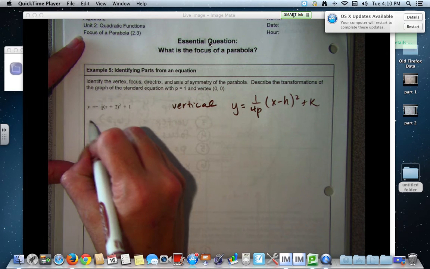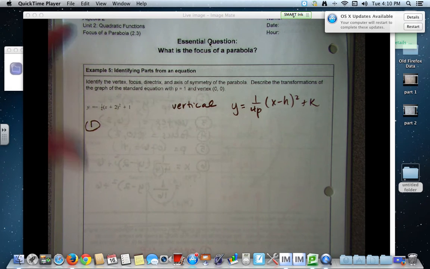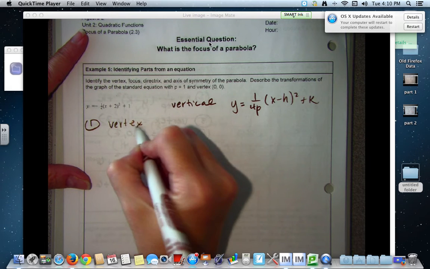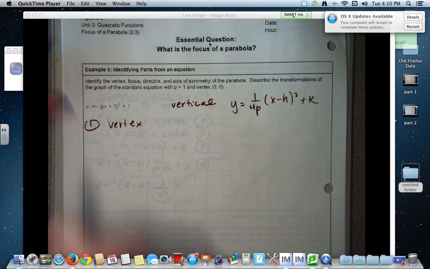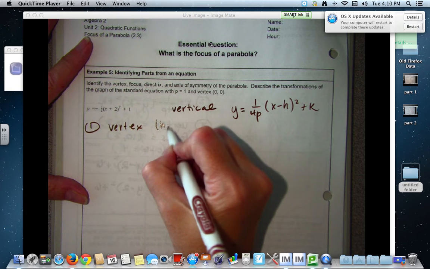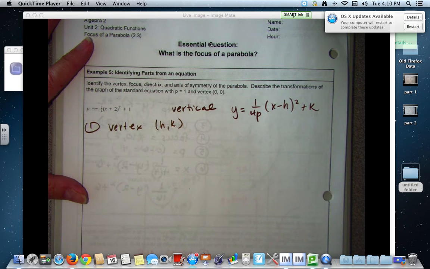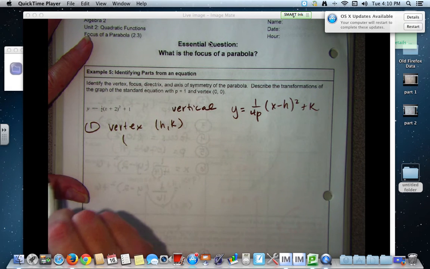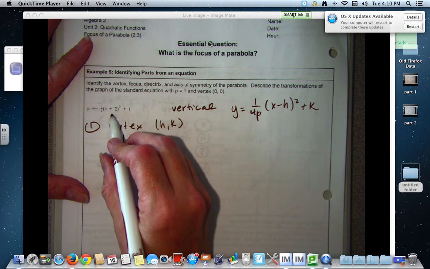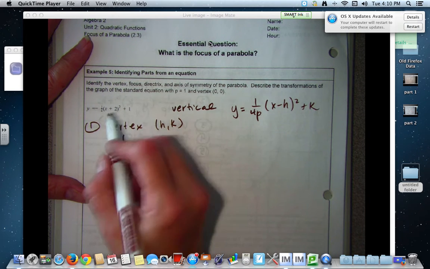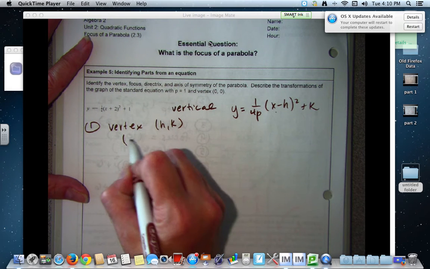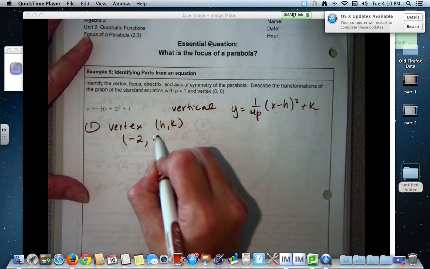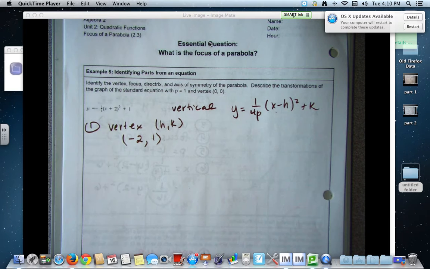So from looking at the equation, we can identify the vertex. The vertex is at h and k. And those particular values happen to be the opposite of 2, because it has to be in the form x minus h. So that gives us negative 2. And the other point is 1.